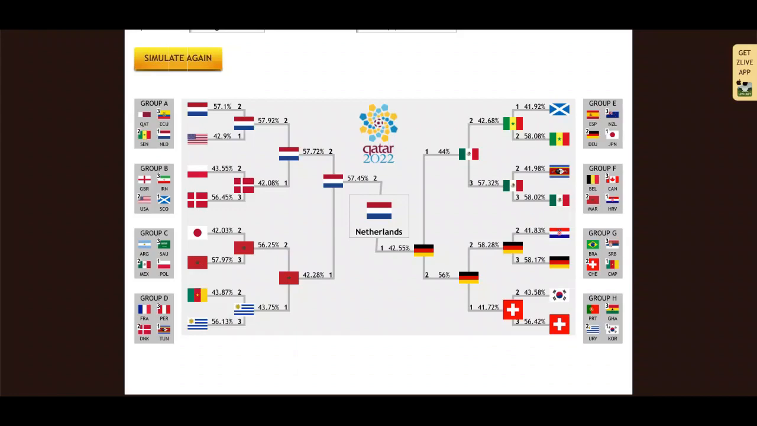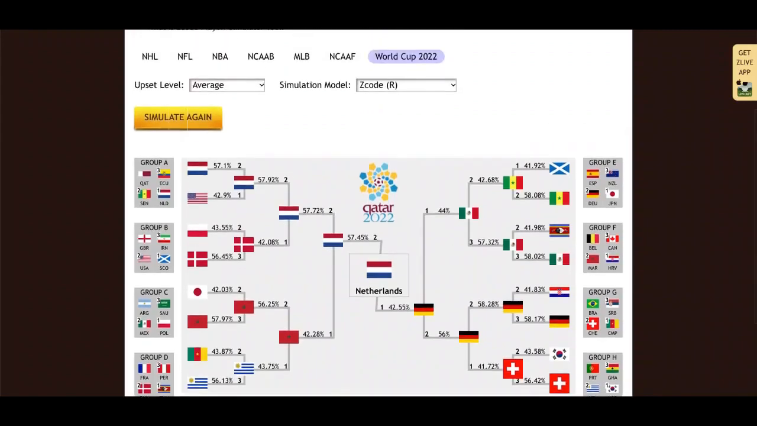They've got Virgil van Dijk, they've got Memphis Depay, they've got Georginio Wijnaldum. This is a very exciting team, and I don't think that is a terrible pick going forward for the World Cup. So again, that is the average upset level. And again, remember, this is just a tool to use to help you make smart picks for the World Cup.